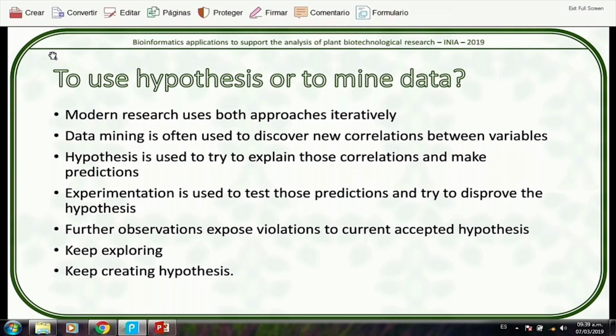So, further observations. Once the experimentation is finished, you can see if this new data actually violates your currently accepted hypothesis or if it confirms it. And you can go back, keep exploring, trying to find new correlations, and then keep creating new hypotheses. Well, that's usually the way research works these days.